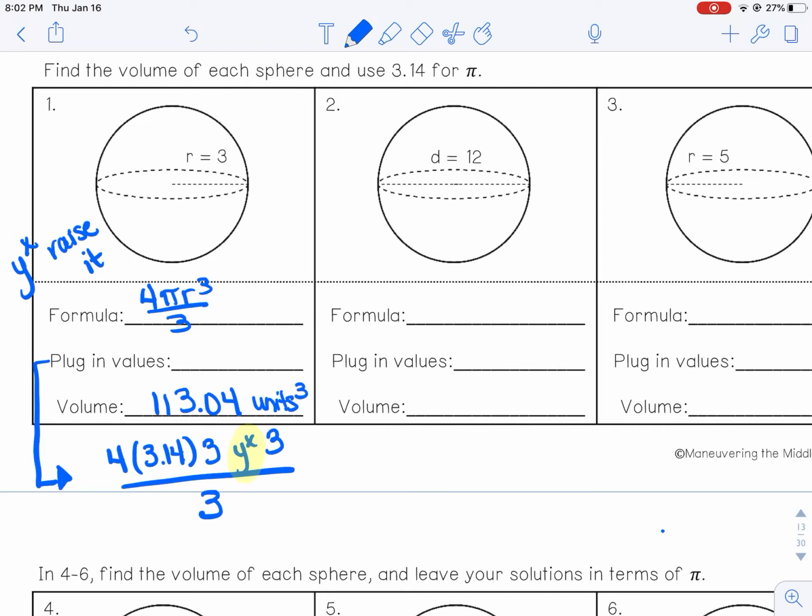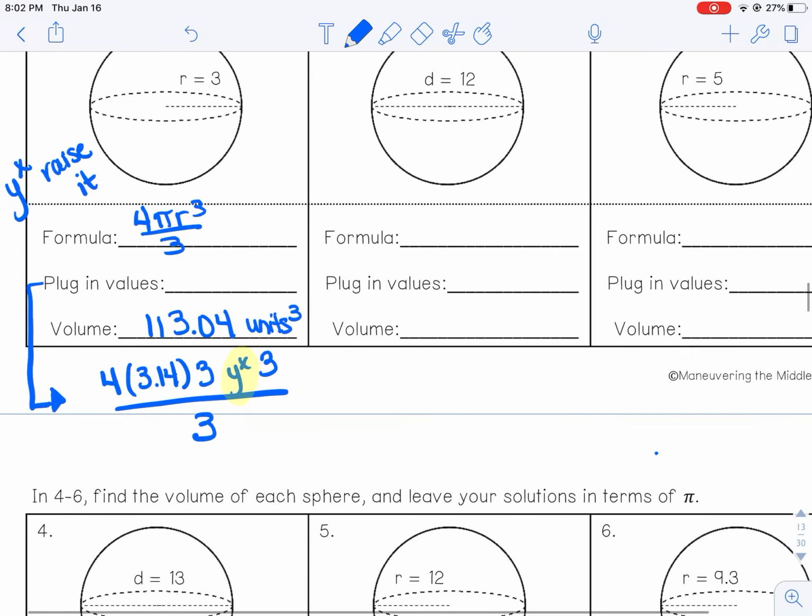Okay, so again, and I know some of my students had trouble with the calculator. 4 times 3.14 times 3. Hit that y to the x button that's telling your calculator you're going to raise it to a power, and then you're going to input 3 again. That's going to raise it to the third power. Hit equal, then divide it by 3.